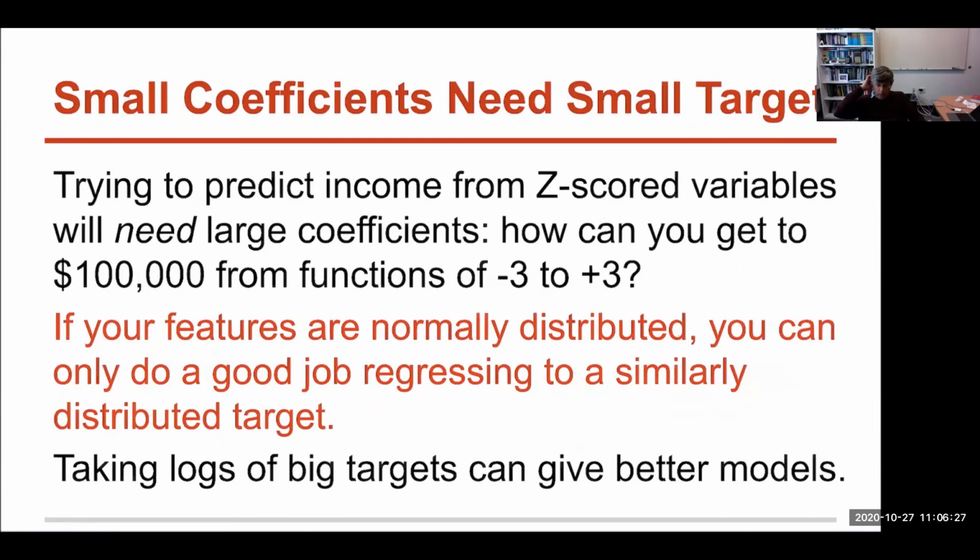And I guess this is basically what I had said earlier, that one of the reasons you want to take the z-scores of the variables is that you get coefficients down to smaller things, and those are easier to understand.